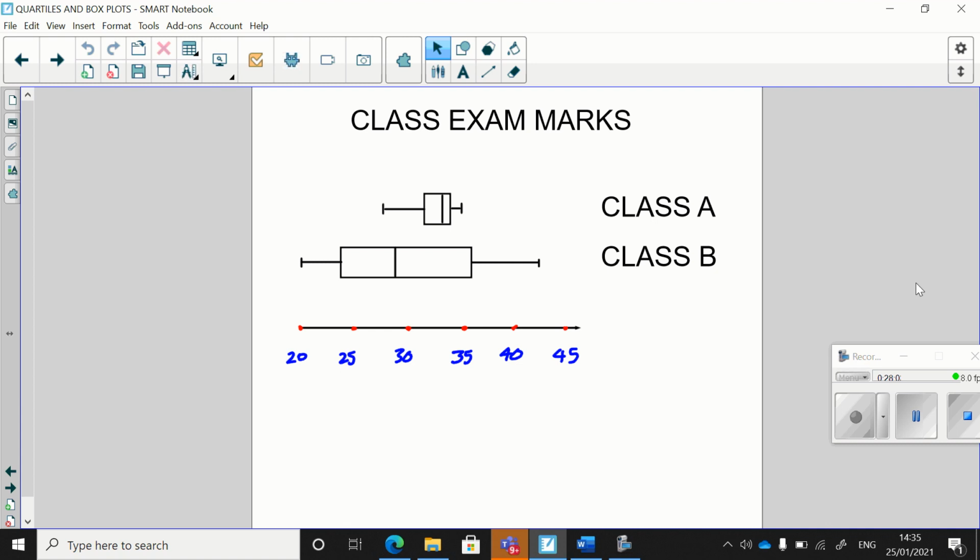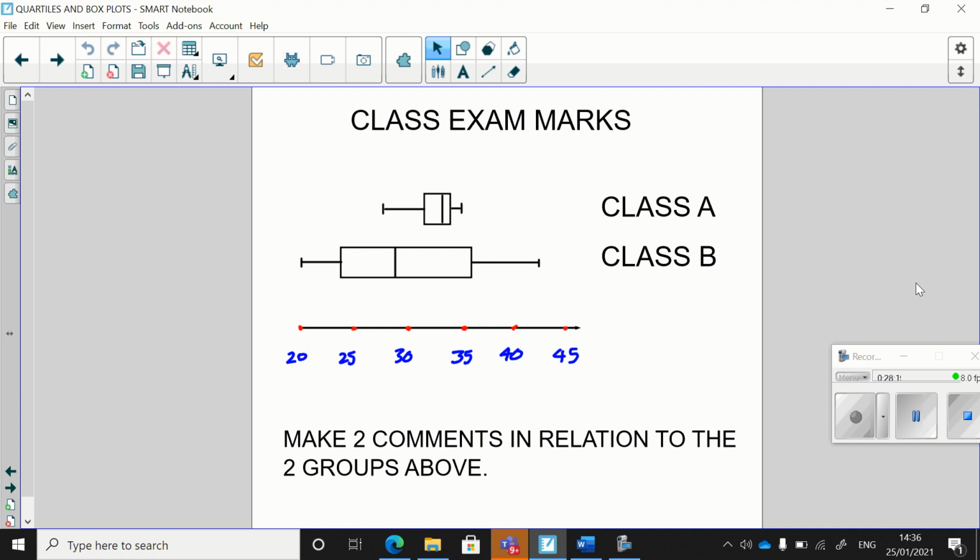So what we've got here is 2 classes, Class A and Class B. I'm assuming, because I made it up, they've done the same class exam, and these box plots represent the results. So here, let's make 2 comments in relation to the 2 groups above. So what kind of things can they take from the box plots? Let's just go and have a little look here.